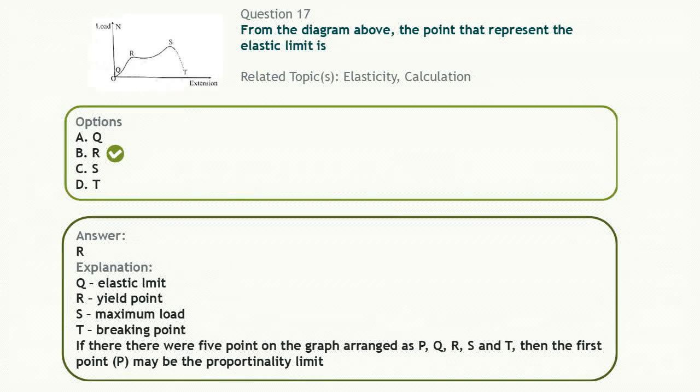Sometimes the points on this load extension graph can be 5. In such a situation, the first point is usually the proportionality limit. The next one is going to be the elastic limit. Then we have the yield point, the maximum load, and finally the breaking point. But here, since we have just 4 points on this graph, we take this to be the elastic limit, then this as the yield point, this as the maximum load, and this as the breaking point.